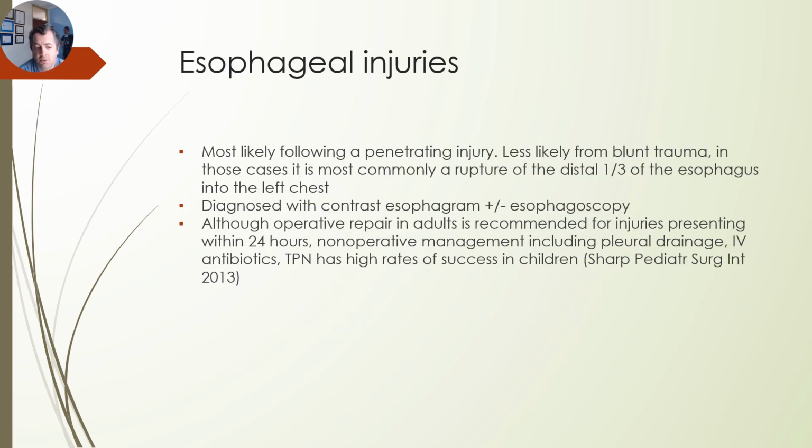For both adults and children, esophageal injuries are more likely following penetrating than blunt trauma. When it is in blunt trauma, it's most likely a rupture of the distal third of the esophagus into the left chest, similar to Boerhaave syndrome. Both contrast esophagograms and esophagoscopy have been used for diagnosis. In contrast to adults, for whom operative repair is recommended for injuries presenting within 24 hours, there are high rates of success with non-operative interventions in children, and they should be considered depending on the grade of injury and status of the patient.